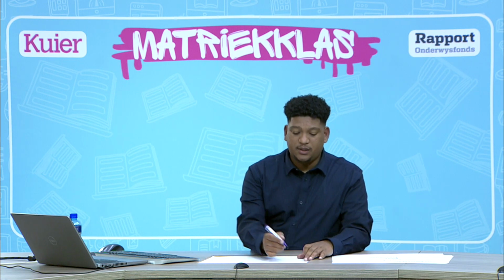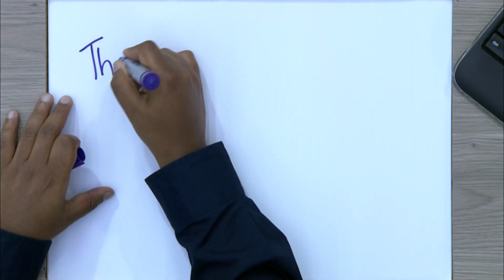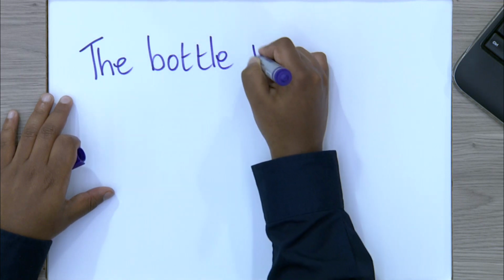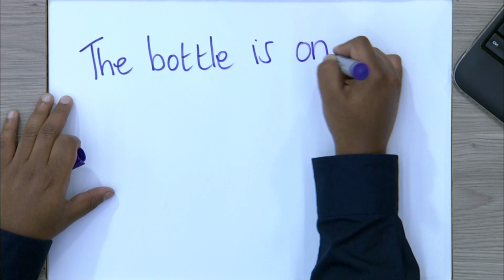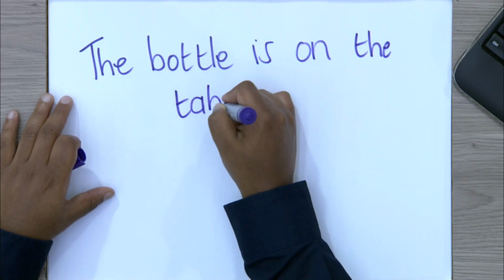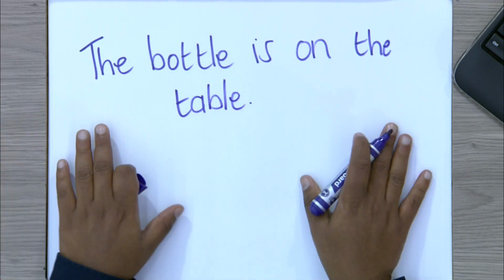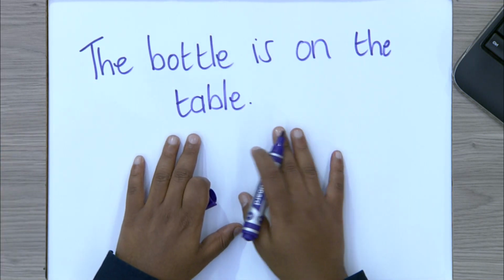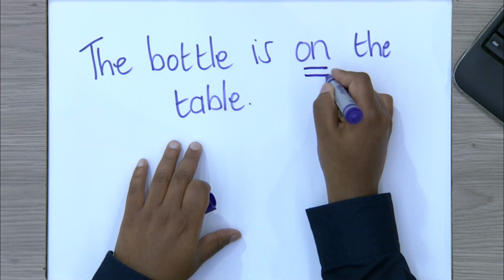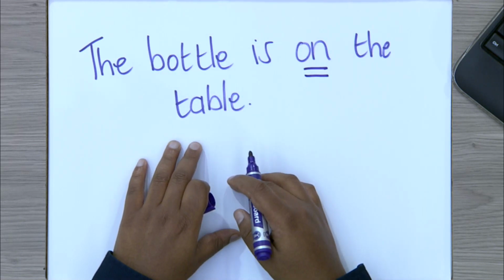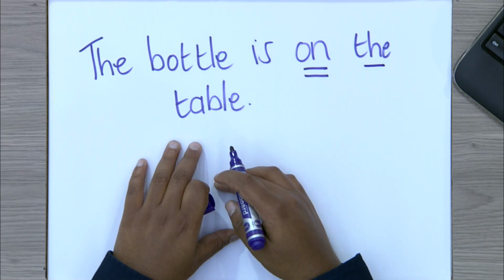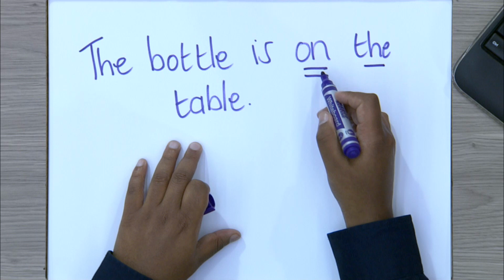So, what would I look at? The bottle is on the table. So it's bringing together your ideas, right? So automatically, on is my preposition. I've identified my preposition. I've already spoken about my article. Okay? So there is my preposition.